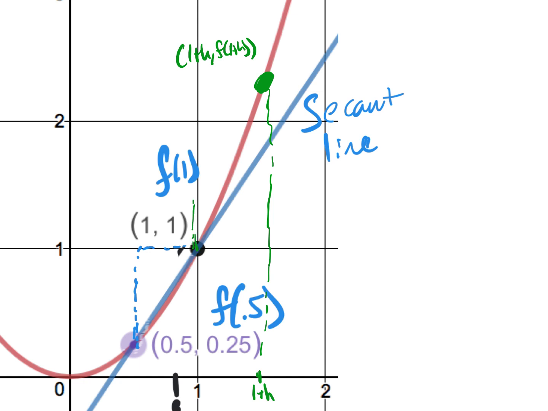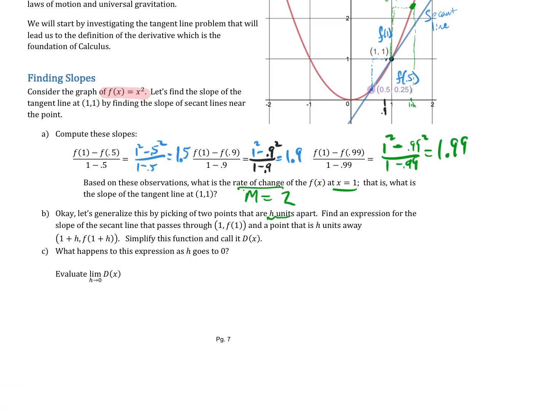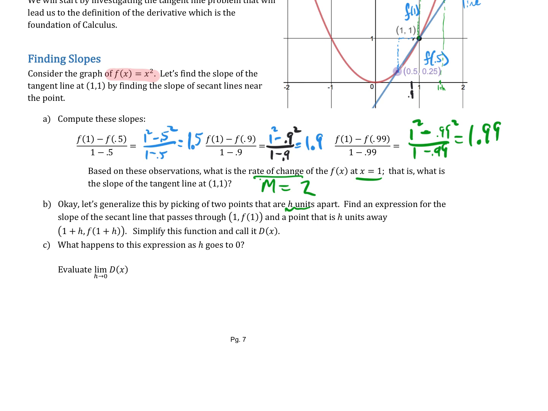And the question is, what's the slope here? What's the rise and the run? So we've got 1 plus h, comma f of 1 plus h, and we've got 1 and f of 1 here. Let's write the slope function out there. We're going to generalize this. I'm going to call this d of 1. Not d of x yet. We'll go d of 1 right now.